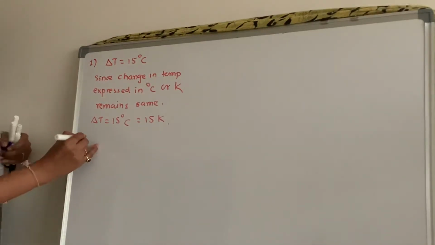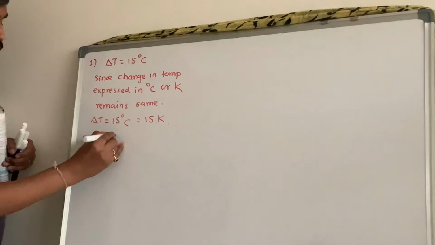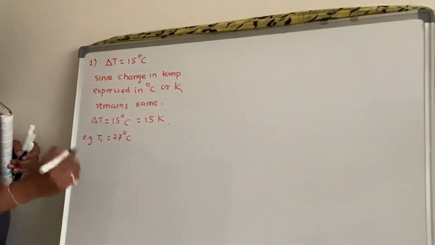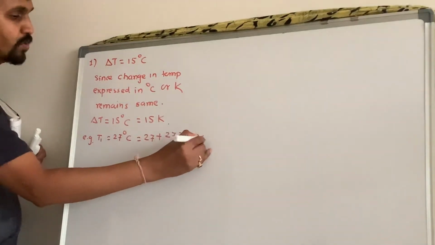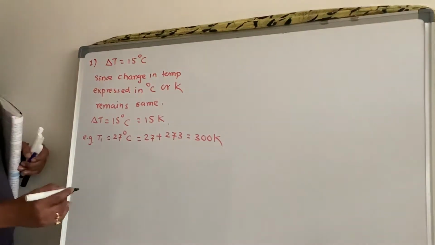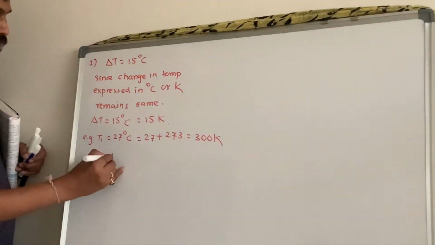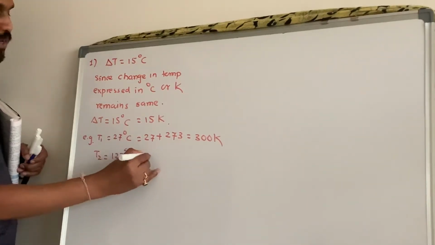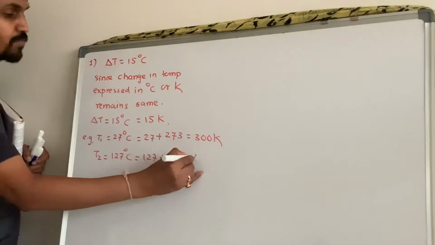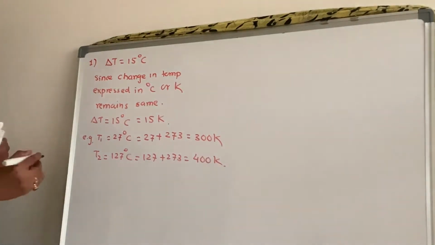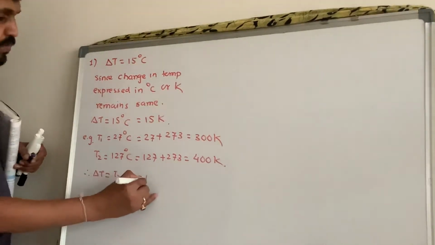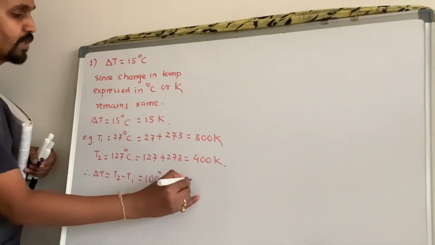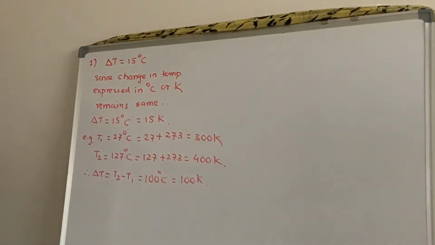So, just take an example. I am taking T1 as 27 degrees Celsius. On the Kelvin scale, this comes out to be 27 plus 273, that is 300 Kelvin. Say T2 I am taking as 127 degrees Celsius. So 127 plus 273 comes out to be 400 Kelvin. Therefore delta T is equal to T2 minus T1, which is equal to 100 degrees Celsius, which is equal to 100 Kelvin. So I can say temperature difference expressed in degrees Celsius or Kelvin remains the same.